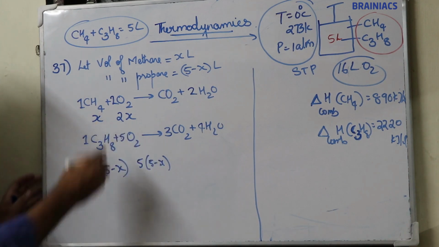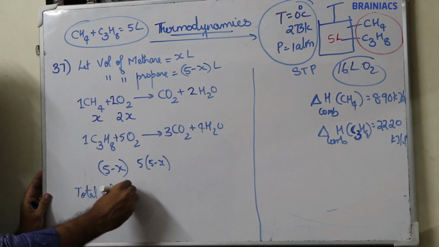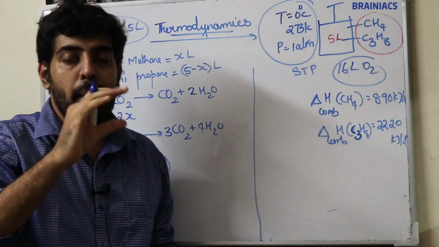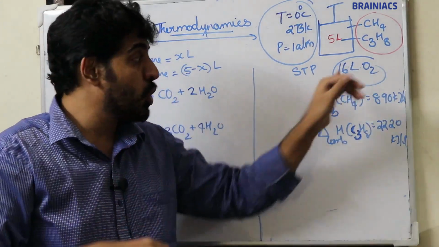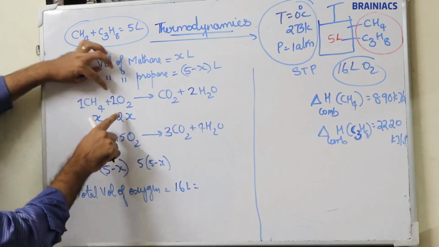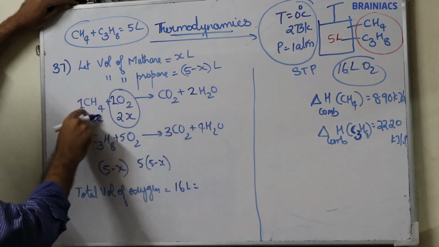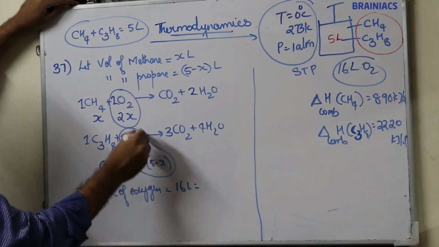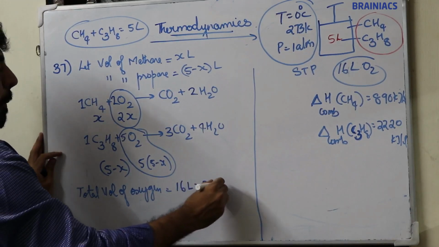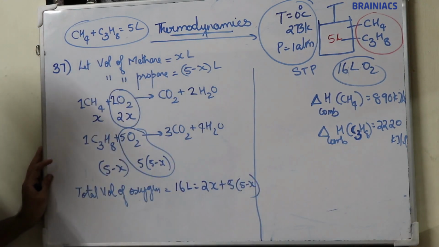Now, total volume of oxygen. During combustion, the total volume of oxygen consumed is 16 liters. So 16 liters is equal to 2x plus 5 into 5 minus x, because this is the oxygen consumed for methane and this is the oxygen consumed for propane. I think it's clear.